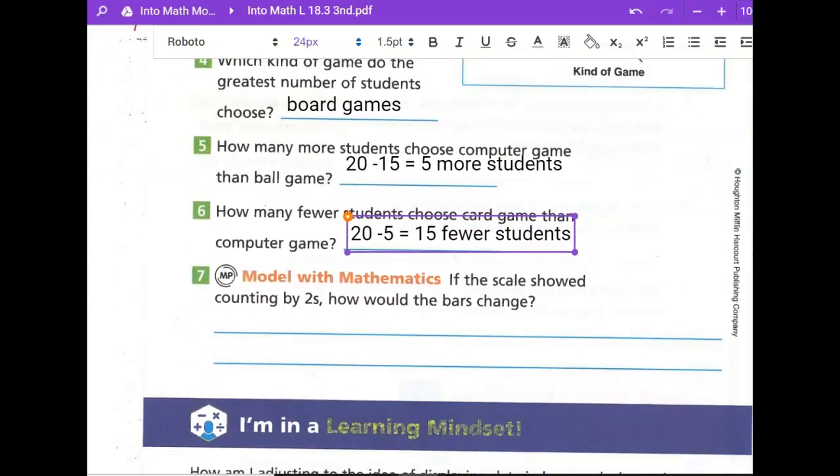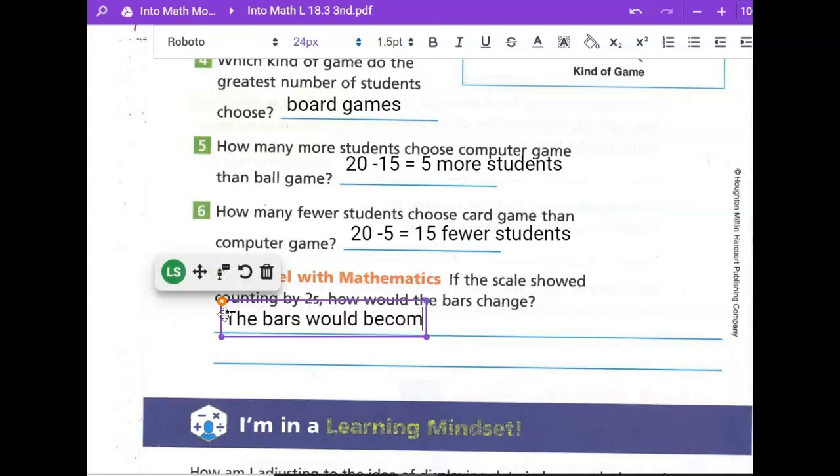If the scale showed counting by 2s, how would the bars change? Well, they would have to travel farther up, so the bars would get taller. Okay, go ahead and go on to your homework.